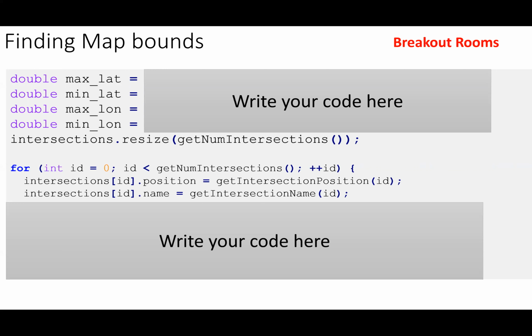What should we set max lat to? So this is basically a standard way to find the max and min. So it's not too hard. Basically, I need to initialize all these variables, and then I'm going to loop through all the intersections, and I'm going to update them. And at the end, I've got my answer. So what should I initialize max lat to? What do you think?